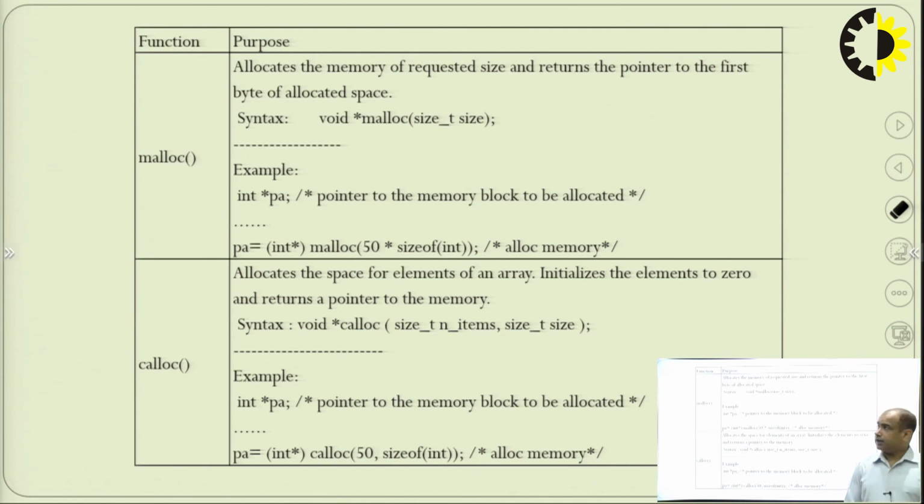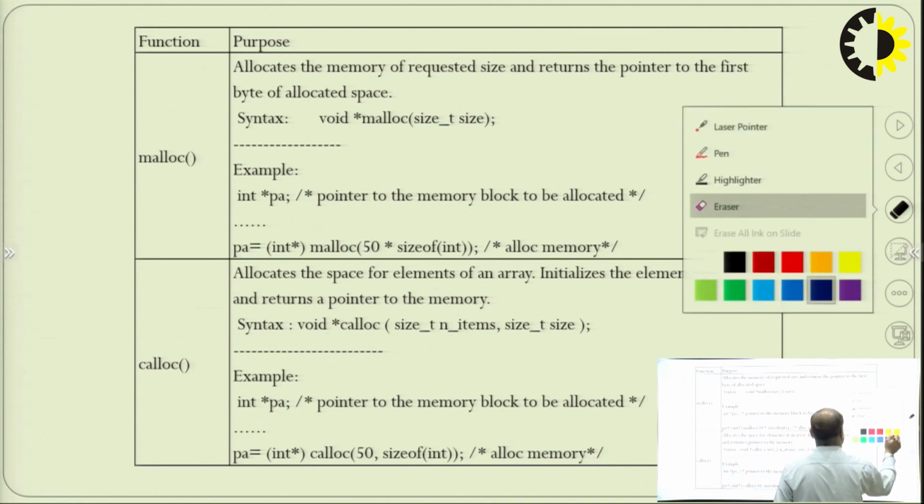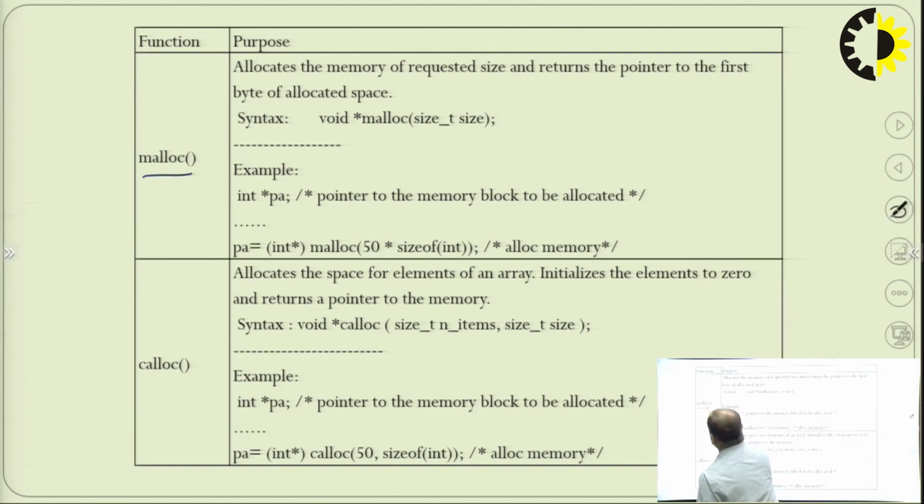So here, the first function we use from stdlib is malloc. Malloc means allocating memory of the requested size and returning a pointer to the first byte of the allocated space, which means we are going to allocate memory. The syntax for malloc is void pointer type malloc(size_t).